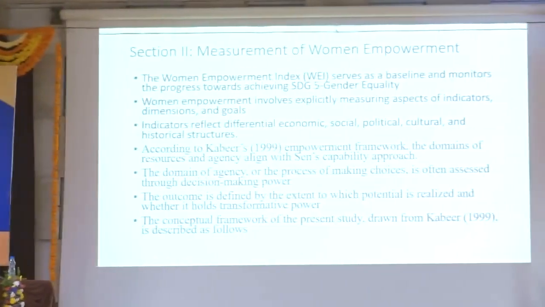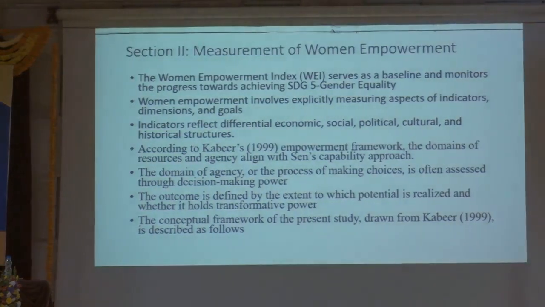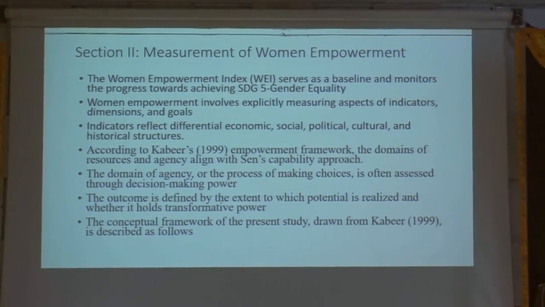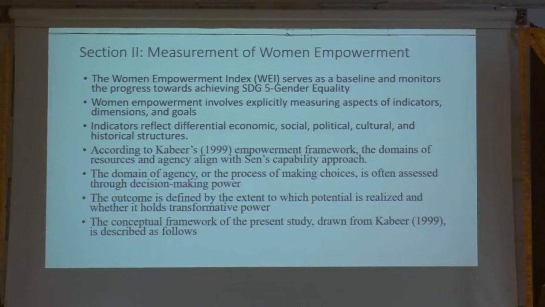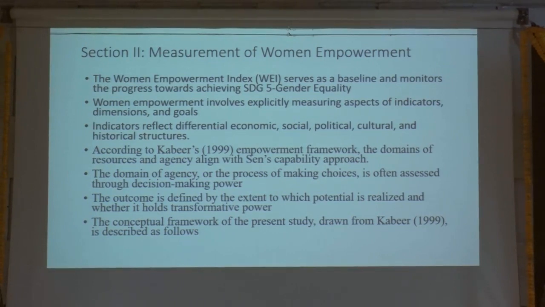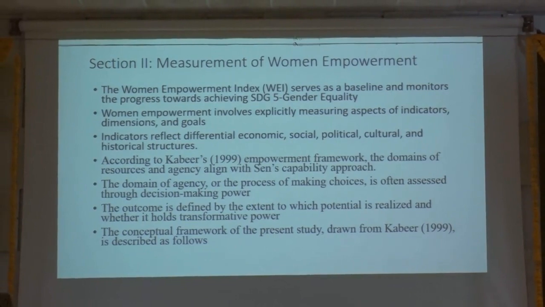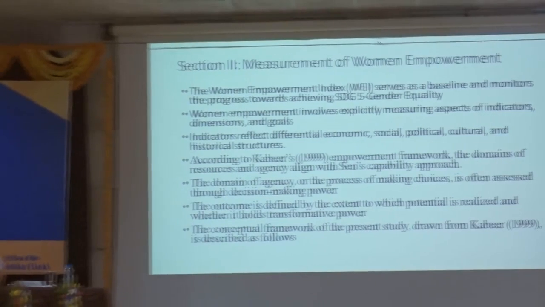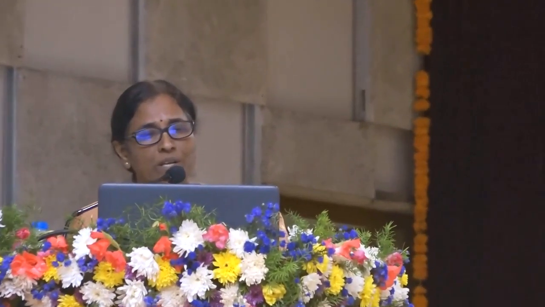So for the measurement of women's empowerment, we all know that it is a baseline to monitor the progress of SDG 5, and also explicitly measures aspects of indicators, dimensions and goals. The indicators reflect differential economic, social, political, cultural and historical structures, because the structures are different. Kabeer's empowerment framework has been used. The domain of agency, or the process of making choices, is often assessed through decision making power. So it is the resources and the agency which will result in some outcome, defined by the extent to which potential is realized, and it holds a transformative power. This is the framework we have used: resources and agency resulting in achievement.